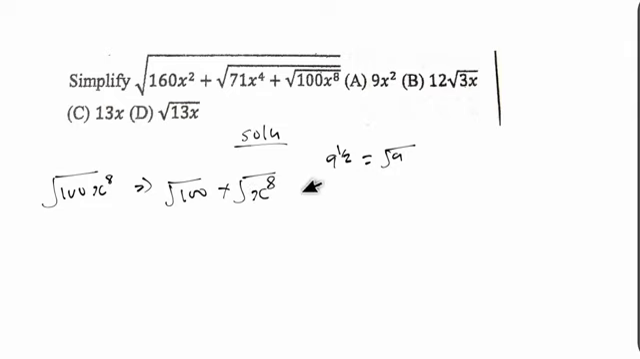The square root of 100, you all know, is equal to 10. And now the square root of x raised to the power of 8. It simply means that this square root here is raised to the power of a half. So it means that our x raised to the power of 8 is also raised to the power of 1 over 2. That's now the square root here.